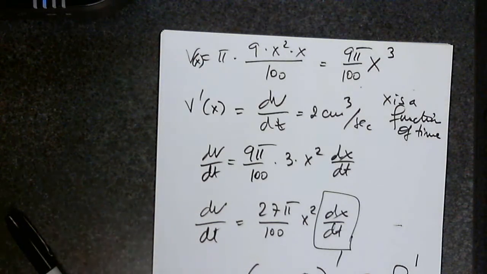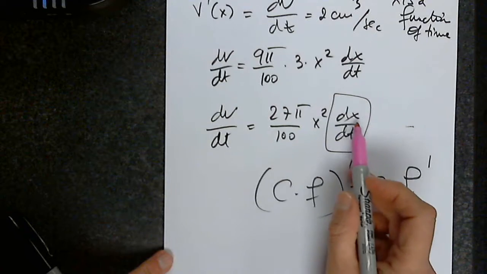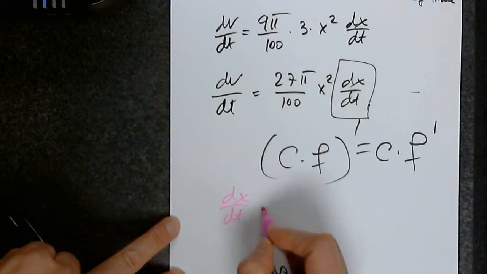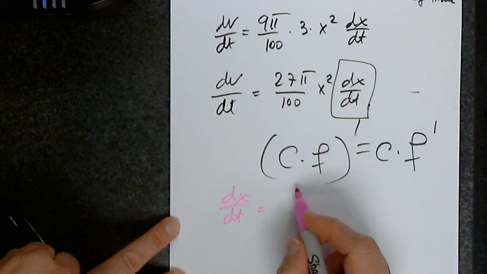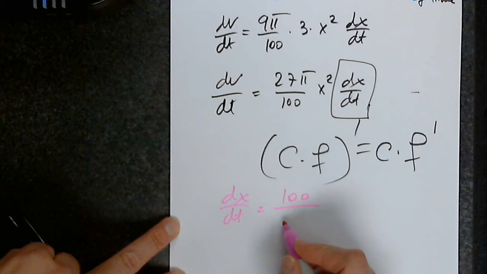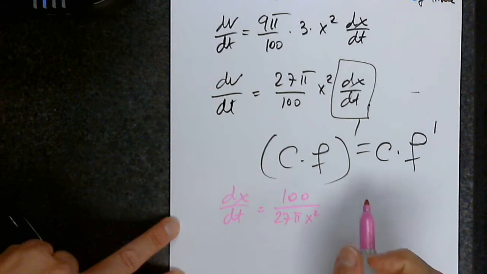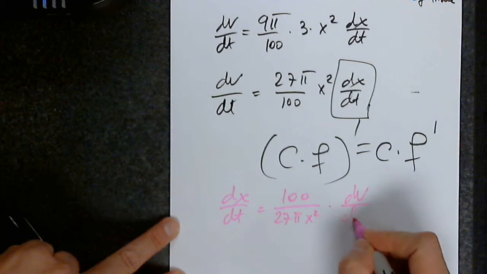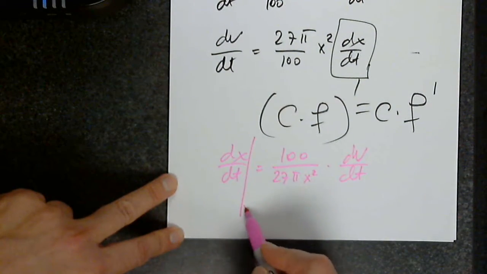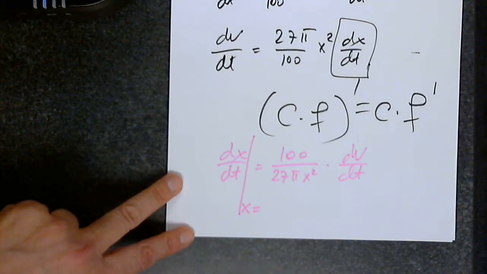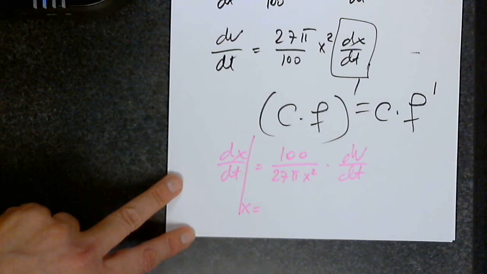Are we okay? Yeah. So then I have to find dx over dt. So this is 100 over 27 pi x squared times dv over dt. And now we are told that x was... what was the height of water in the problem? When the height of water is 10.